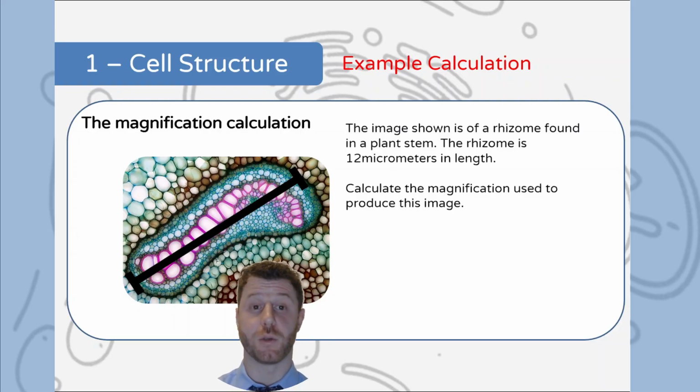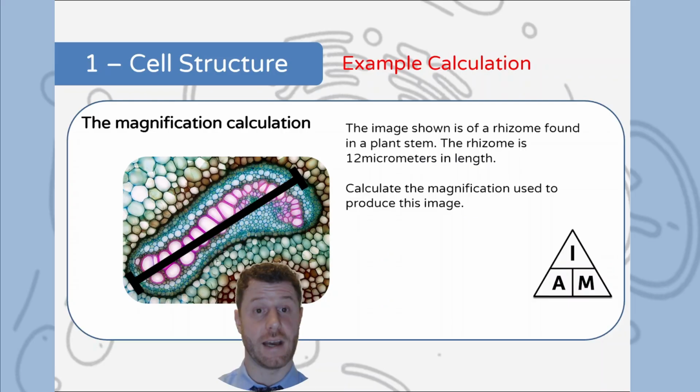And here's why we need to make sure we're reading slowly and carefully in all exam questions, but particularly when we're calculating. The rhizome is 12 micrometers in length. What we mean by that is we have the actual size of the thing that is shown. We have the actual, and we're asked to calculate the magnification used to produce this image. What do we need to make sure we do? Use the equation triangle. We are calculating M, which means we're dividing the image size by the actual.